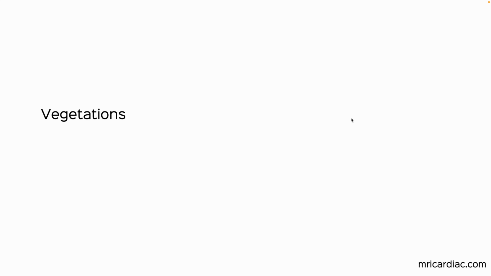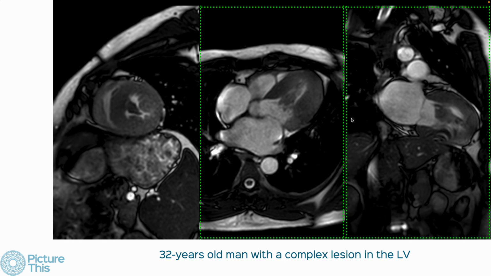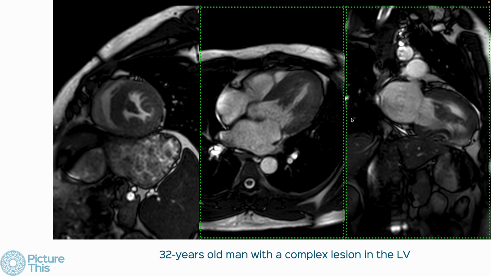So vegetations are excrescences or nodules on the valves, but they are usually not pseudotumors because they're seen on the echo, and there is rarely a reason to do an MR. I mean, sometimes when the cardiologist is not very sure of what is going on is when we get a request.